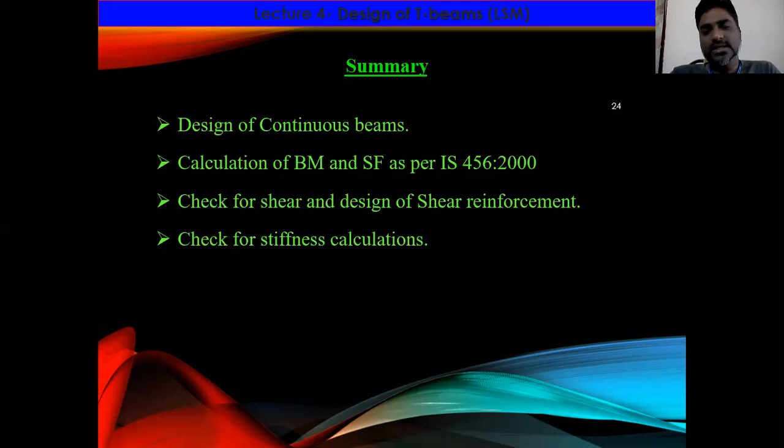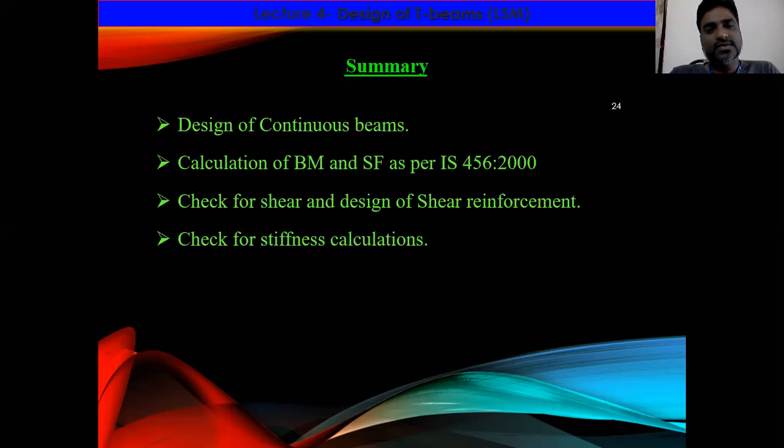So we calculated the depth required by equating the maximum bending moment to the Mu limit. That means the moment corresponding to the balanced section. And we calculated the depth required. And we got the depth required is less than the depth provided. So that means it is safe. Hence we calculated the area of steel required corresponding to all bending moments, that means span moments as well as support moments.